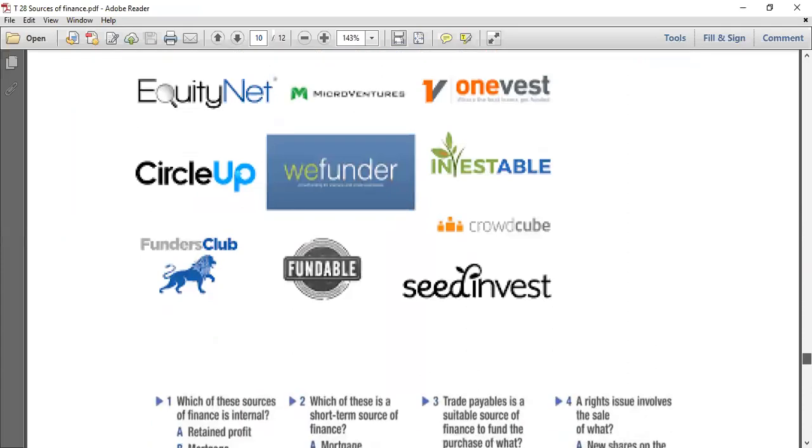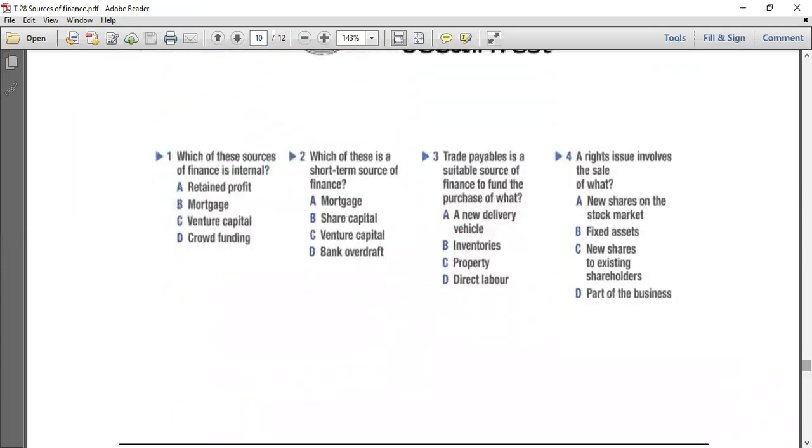Right. Okay. First MCQ, you can see which of these sources of finance is internal. Retained profit, mortgage, venture capital, crowdfunding. Okay, Deva. So it's retained profit. Retained profit, very good, excellent. So mainly only retained profit you can see is internal. Other methods are external, mortgage, venture capital, crowdfunding.